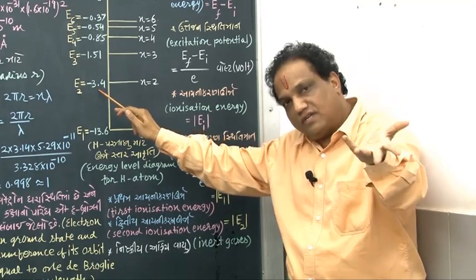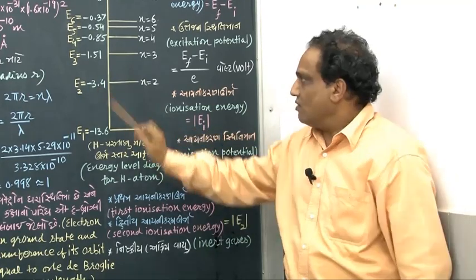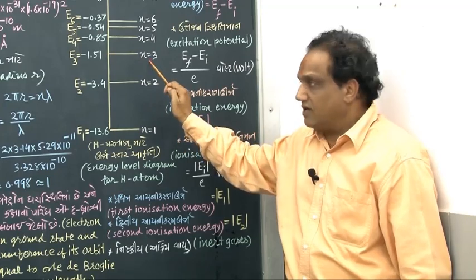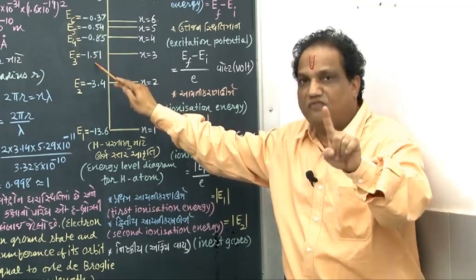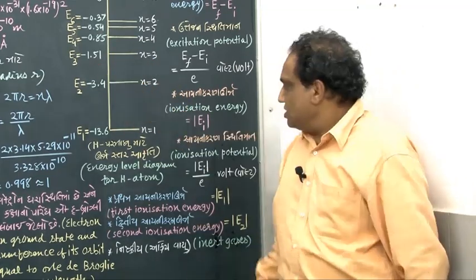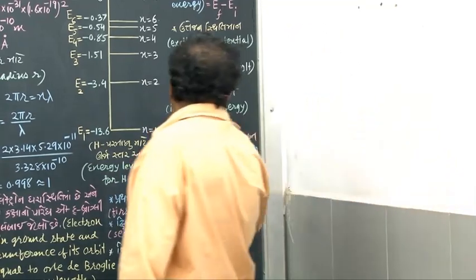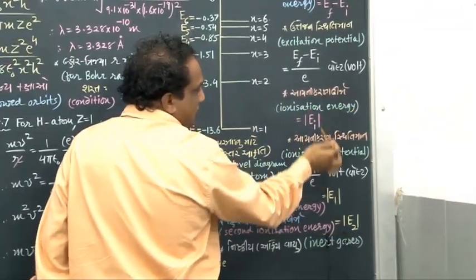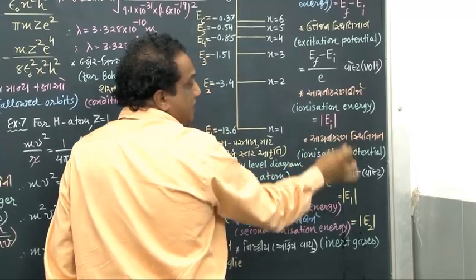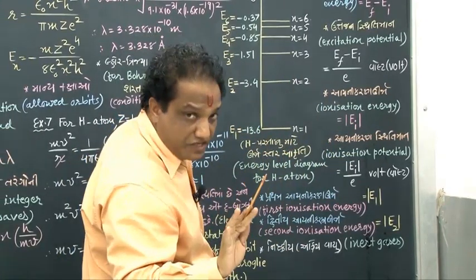What is the modulus of this? It is 3.4 electron volt. What is the ionization energy for the third energy level? Come on, modulus of this, which is 1.51 electron volt. Simple. That's why it is written here: ionization energy is simply the modulus of the total energy of the electron in the initial state.